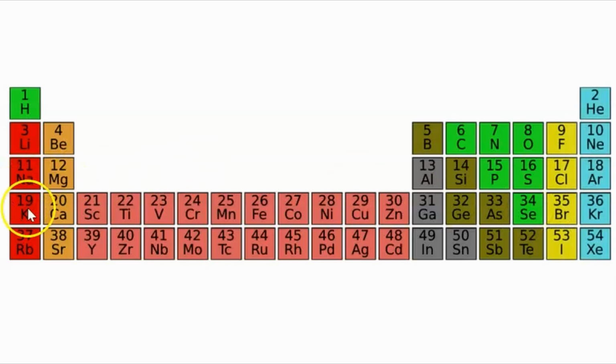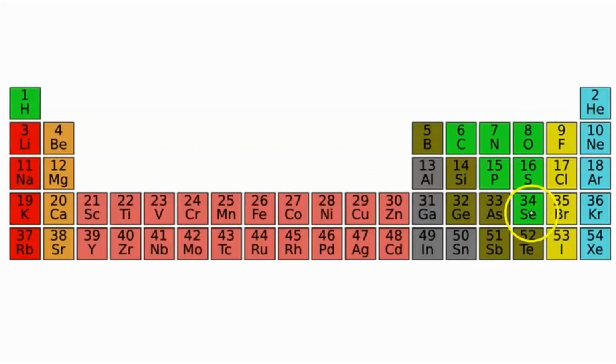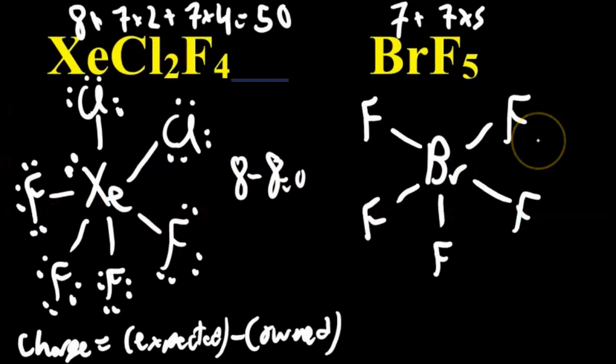So we count from the left. 1, 2, skip the transition metals. 3, 4, 5, 6, 7. Bromine has 7, plus fluorine as well. Fluorine's right here. Count from the left. 1, 2, 3, 4, 5, 6, 7. And there's 5 of them. So that's 6 7s. There's 42 electrons total.